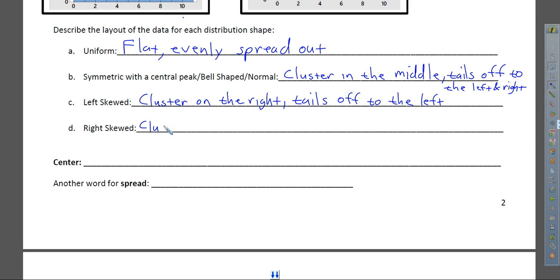So I'll put a cluster of data on the left. So I'll say there's a cluster on the left. And then tails off to the right.